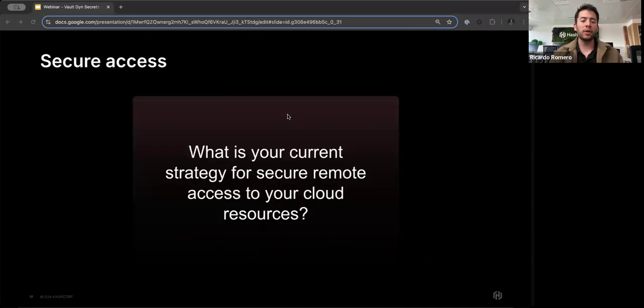So here I wanted to take a minute to ask another poll. And in this case, I wanted to see a little bit how is your current strategy when it comes to accessing those remote assets that are in the cloud. So maybe you're using a VPN, you're using different combinations of Bastion hosts, or probably you're even using Boundary already. So I wanted to take a few seconds here to see what's the current situation.